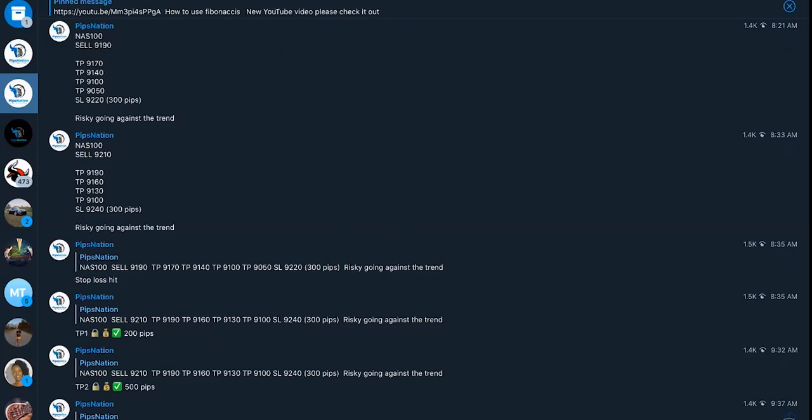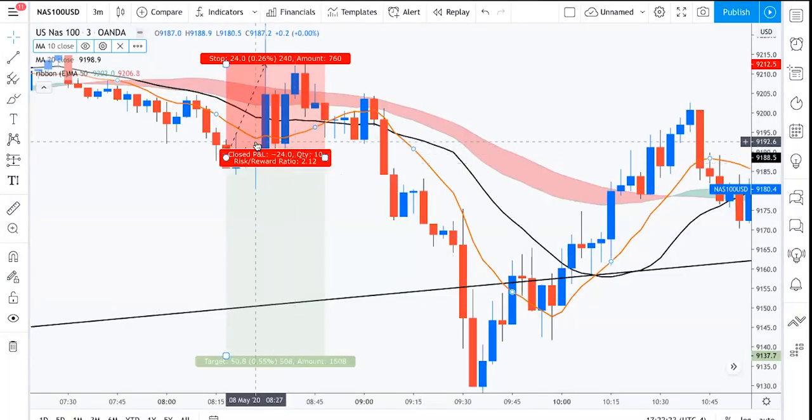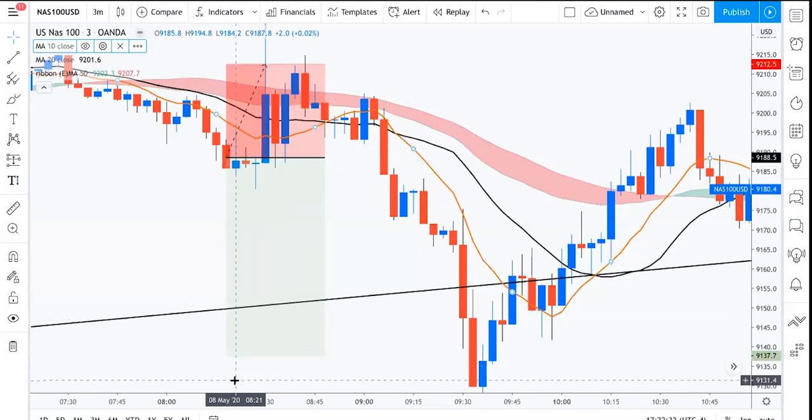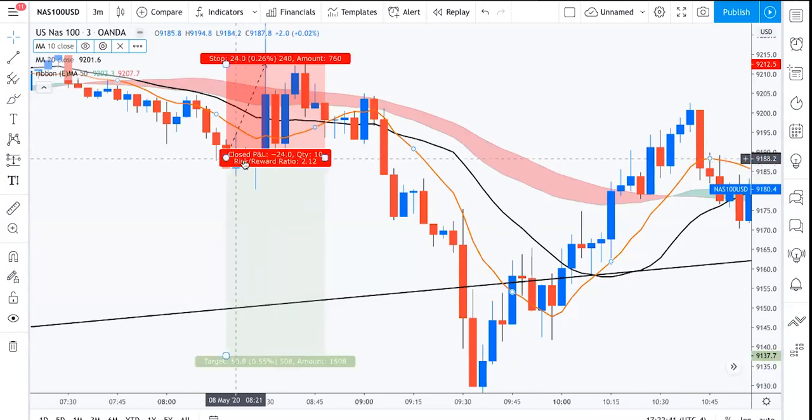So we're going to jump straight back into TradingView. I'm going to show you guys how I lost the trade. Right here, I send out the signal at 8:22. If you look all the way in the down corner, it says May 20th, 2020, and it says 8:21. So I send the signal right around here. And as soon as 8:30 hit, look what happened.